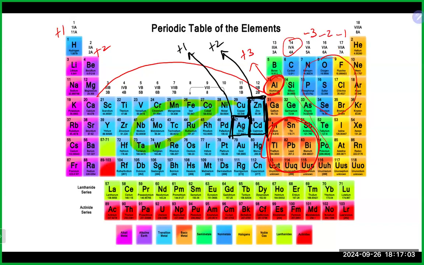Everybody else in this transition metal region, and as we'll talk about, even outside of that transition metal region, will have more of a variable type of positive charge when we're talking about metals. And you'll have to do a little bit extra in terms of the naming when we get to those guys.